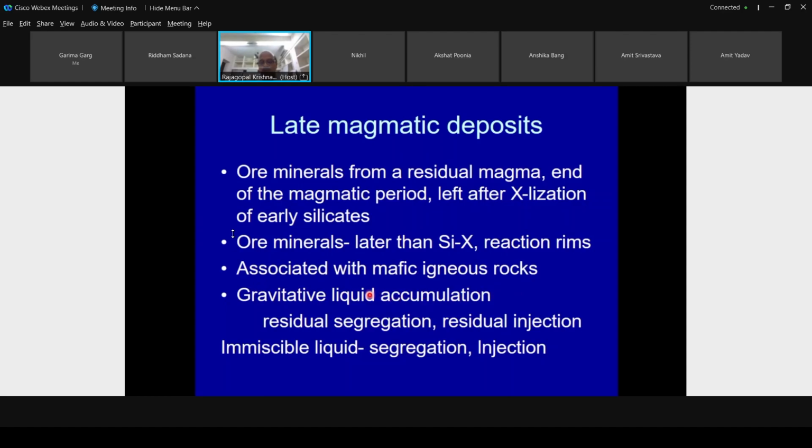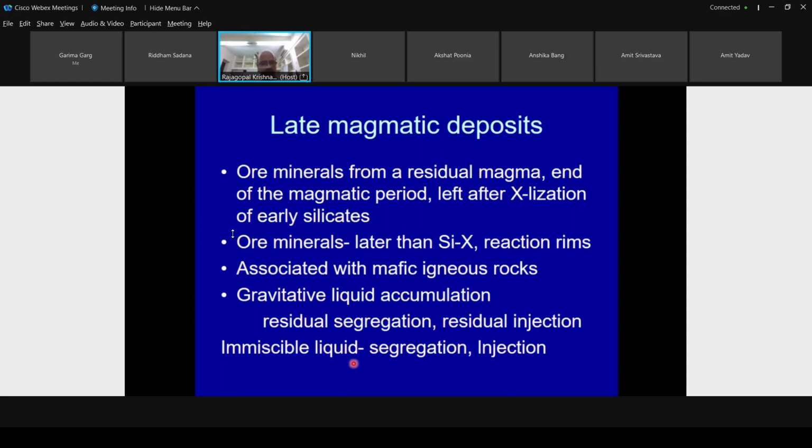Of course, I don't call it liquid, I always call it melt, but in the standard books like Bateman, it's always given as liquid. It is basically a melt. So you will have certain melt accumulating at the bottom because of gravitation, but late stage, not in the early stages. That can give rise to residual segregation, residual injection, and another one is immiscible liquid.